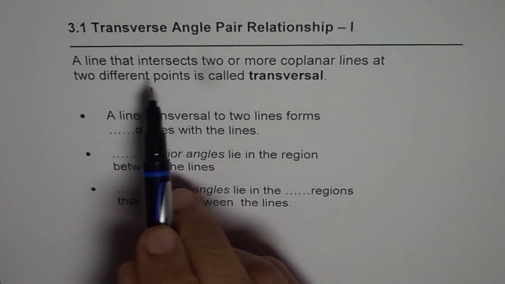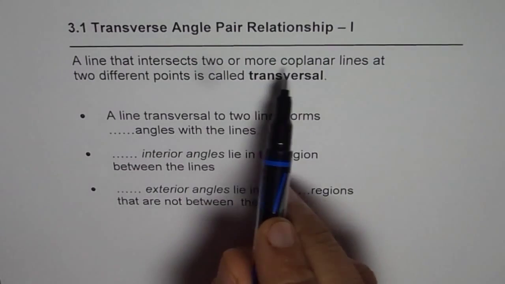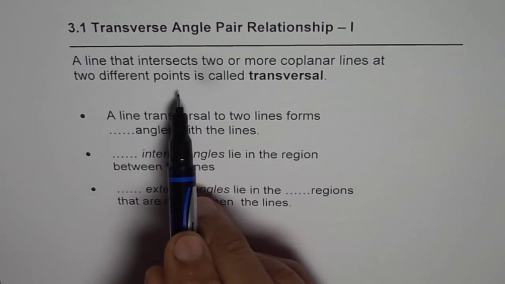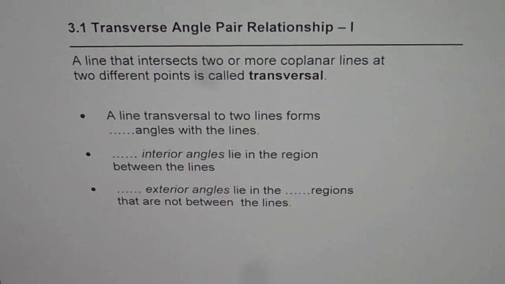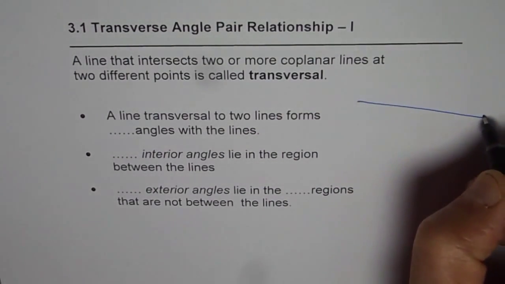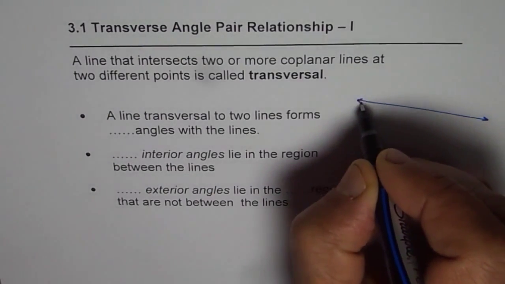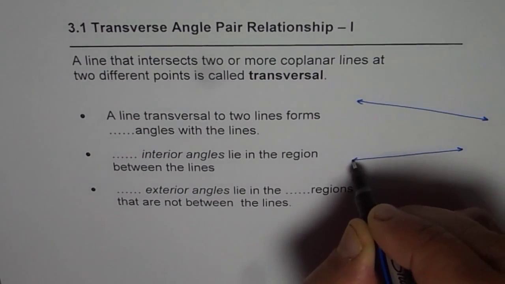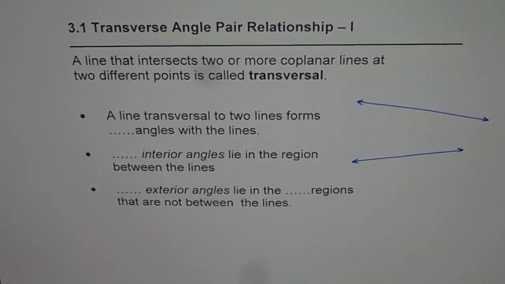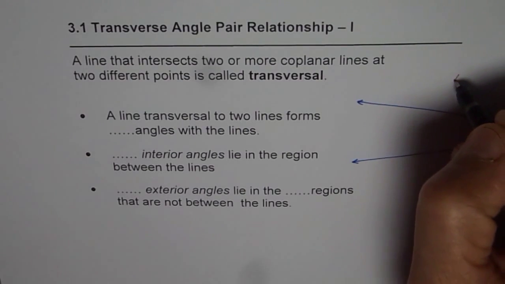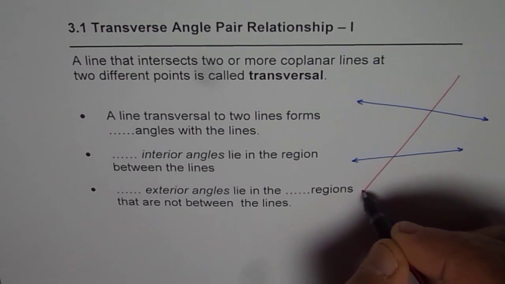A line that intersects two or more coplanar lines at two different points is called a transversal. So it really means that if we have two different lines, let's say this is one line, both sides arrow, and here is another line, both sides arrow. A transverse line is a line which intersects these two lines. So let's say this is the transverse line.